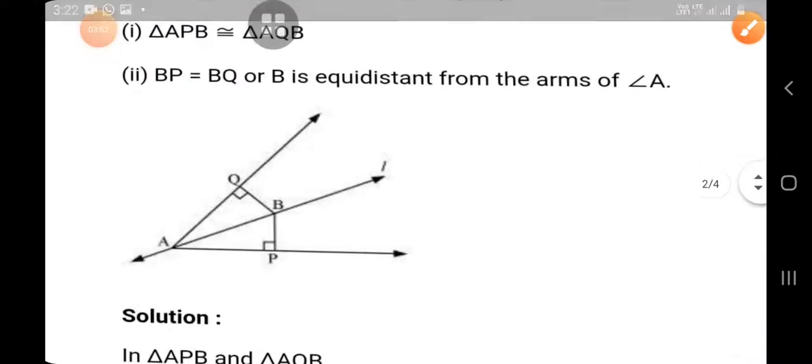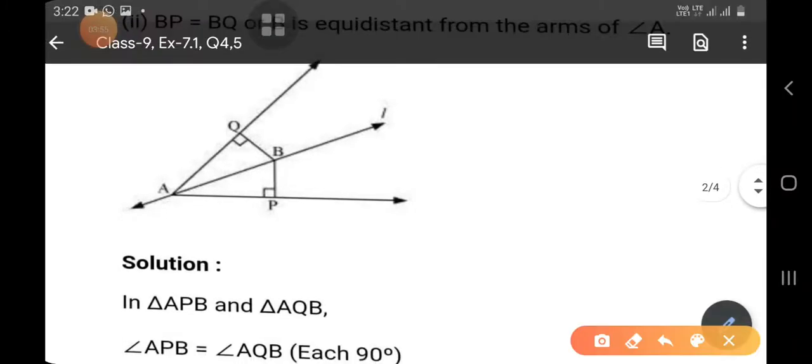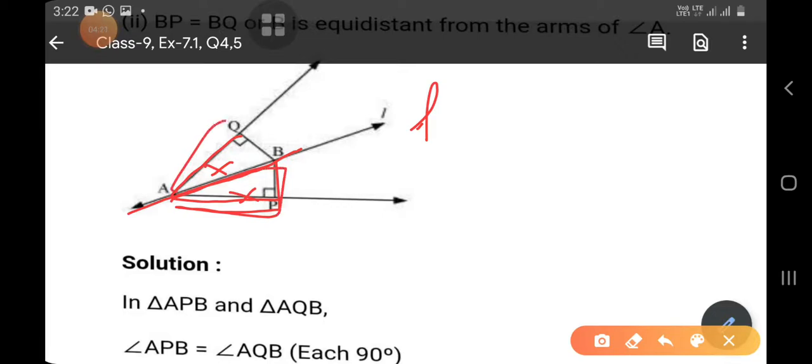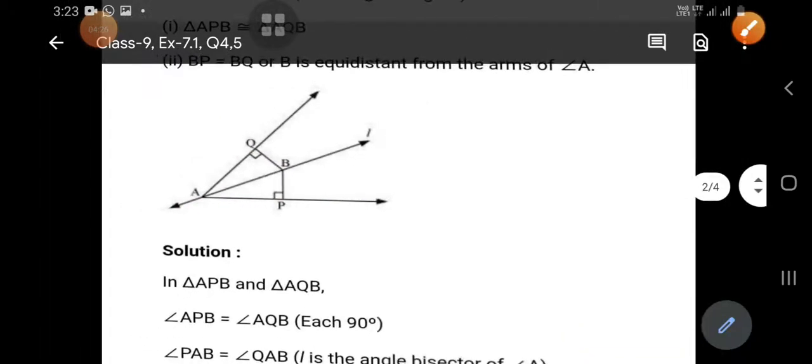The given condition which is given here, this is the picture, this is the line L. This line is the angle bisector of angle A. It means this line divides this angle in two equal parts. So if it will be x, then it will be x. So we have to prove that the triangle APB, this triangle, and triangle AQB, that means this triangle, will be congruent. Just see how can we prove it.